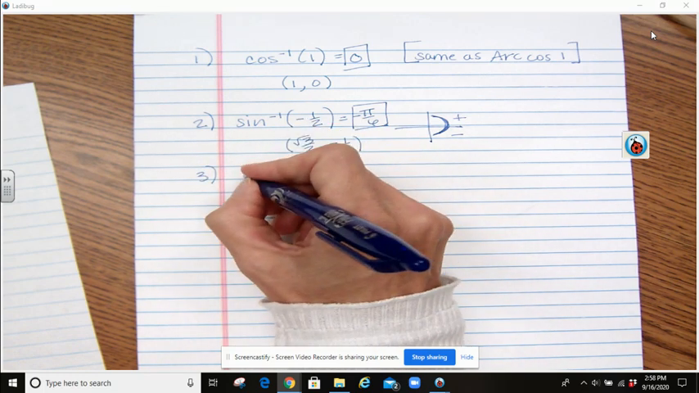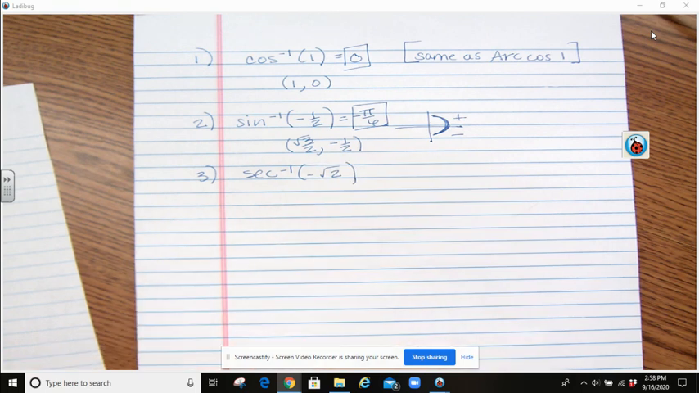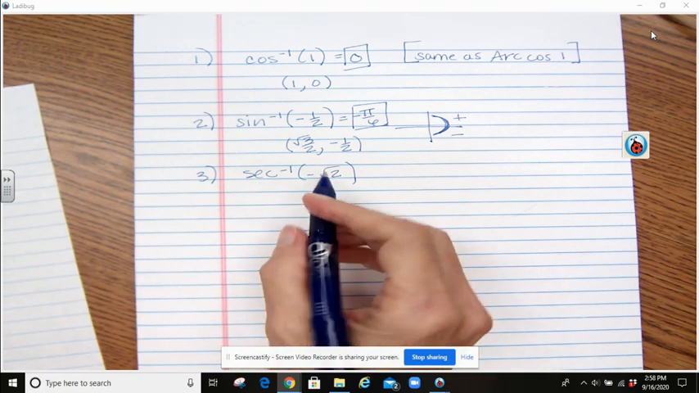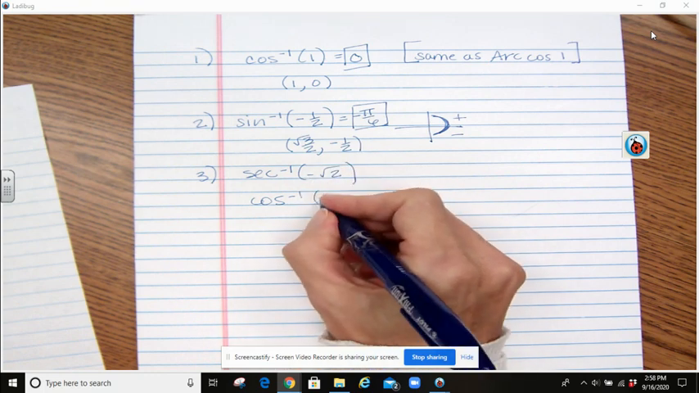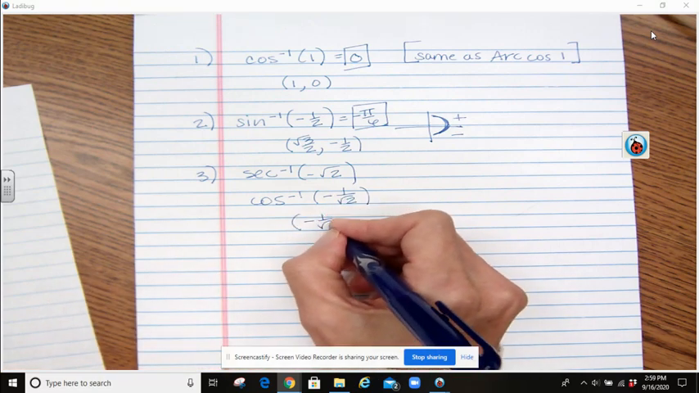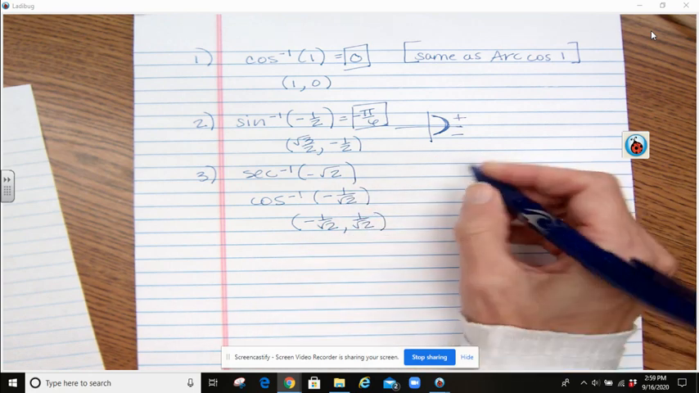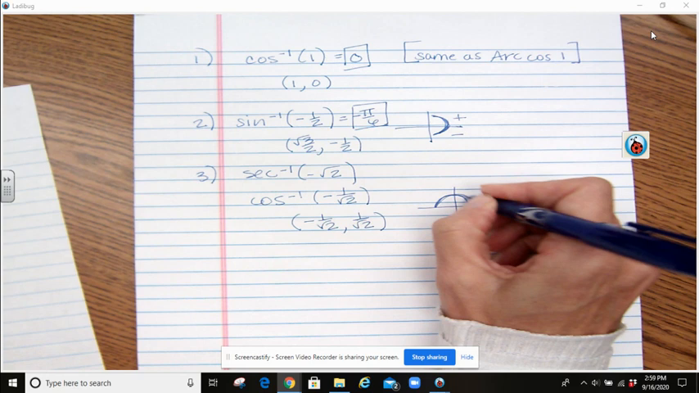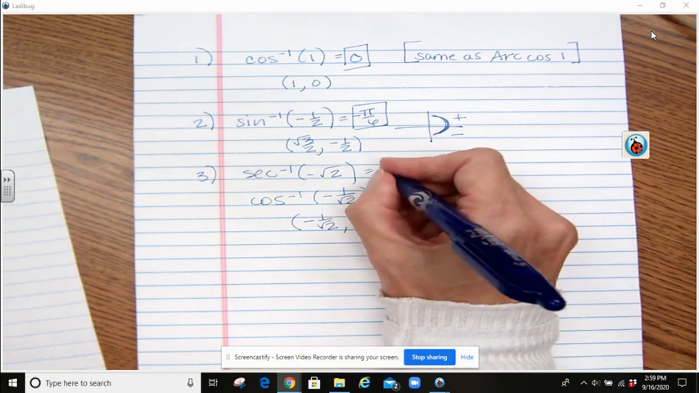Number 3, inverse secant of negative square root of 2. So I need the angle that has a secant value of negative square root of 2. So the easiest thing to do there is just rewrite it as a cosine problem. The reciprocal of negative square root of 2 is negative 1 over square root of 2. So now the cosine is the x-coordinate. Only thing that the y-coordinate could be here is 1 over square root of 2. Remember, cosine is first and second quadrant. And so I need the angle that gives me that ordered pair. That angle would be from the second quadrant, so it would be 3 pi over 4.